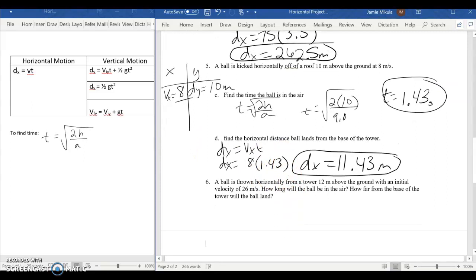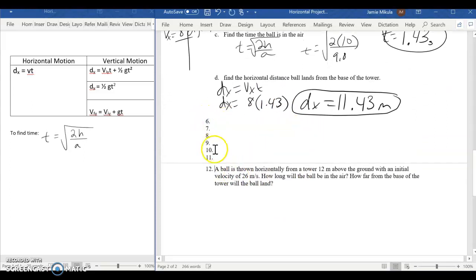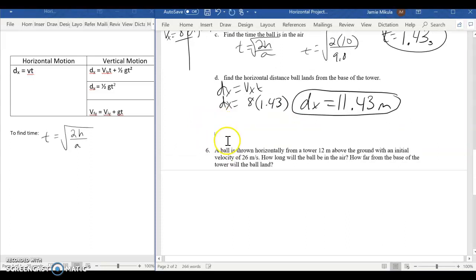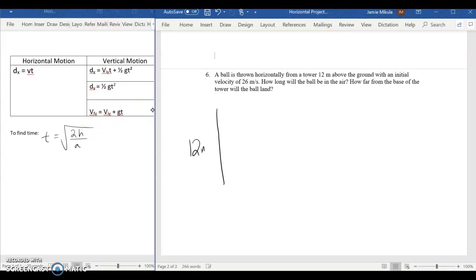All right, last one. A ball is thrown horizontally from a tower. If you want me to draw a picture, again, that might help you. So the tower is 12 meters above the ground and an initial velocity of 26 meters per second. How long? So the ball's going to go like that. So we want to know how long will the ball be in the air.